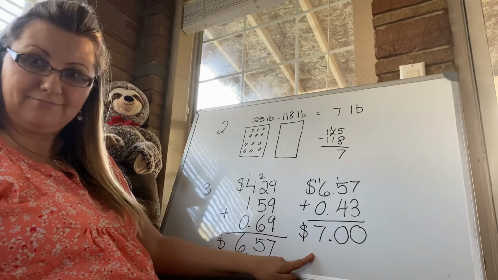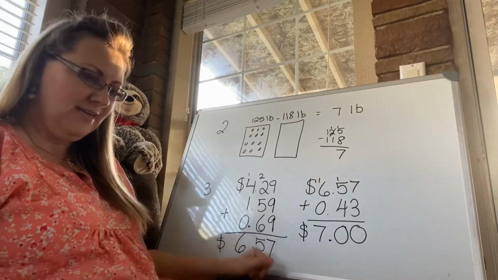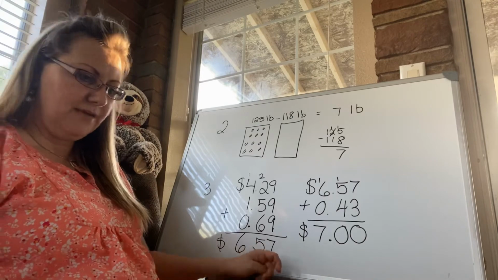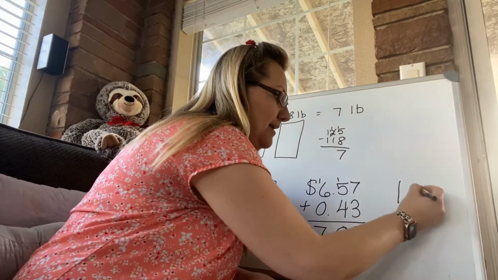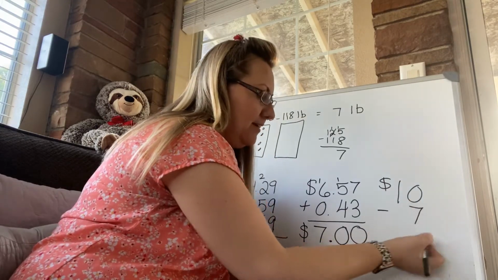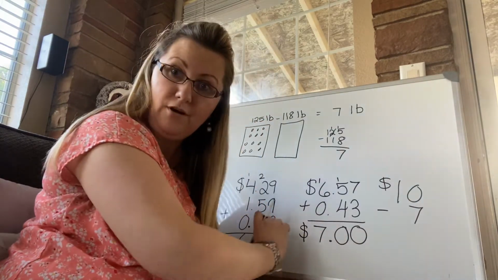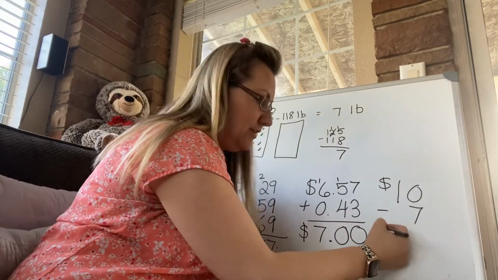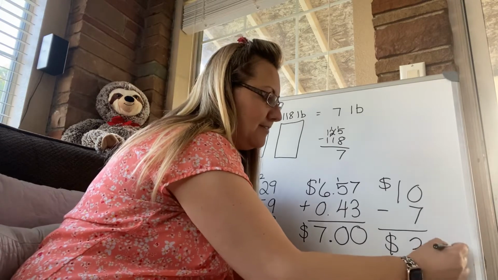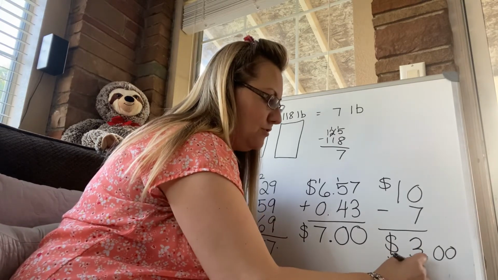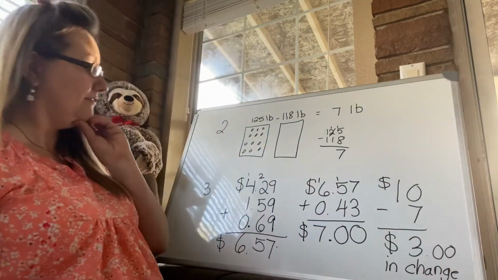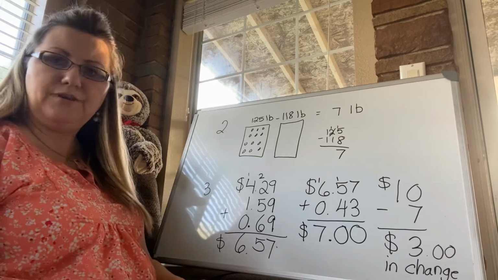Are we done? Hopefully you're saying, no, we're not done. It says if she pays for her purchase with a $10 bill, how much change will she get back? So she gives them $10. The amount of the whole purchase was $7, including the tax. So she will get back $3 in change. Would you write that? Wow, that was a lot of writing to just figure out number 3, right?